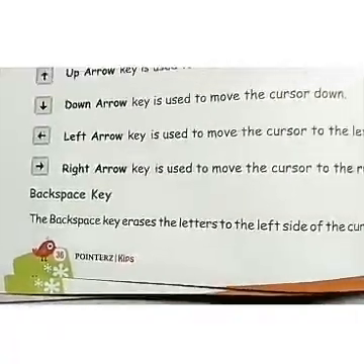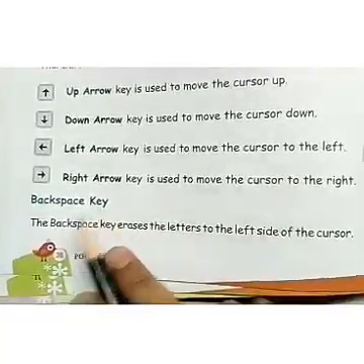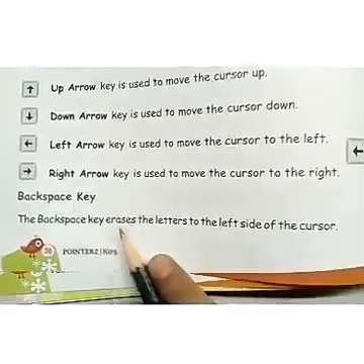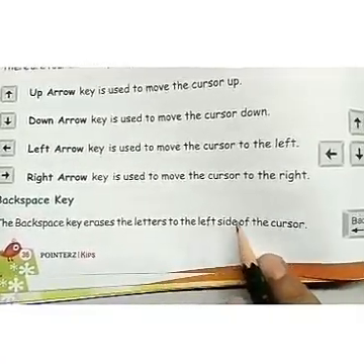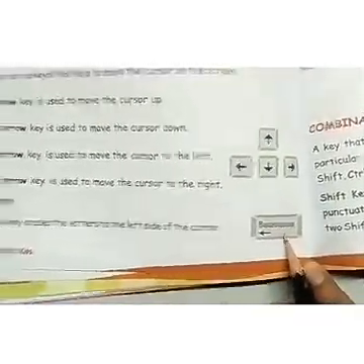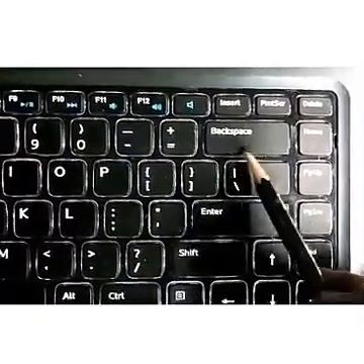Let's read about the next type of key, the backspace key. The backspace key erases, that means rubs, the letters to the left side of the cursor. This is the backspace key. You want to see it? Here children, this is the backspace key. And how does it work?